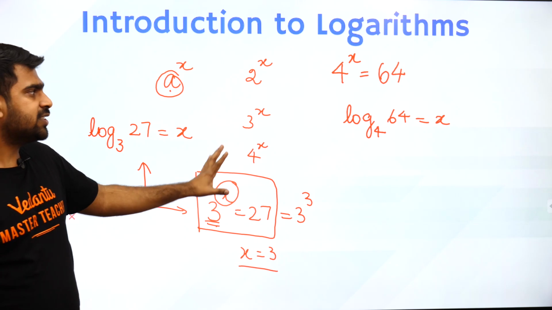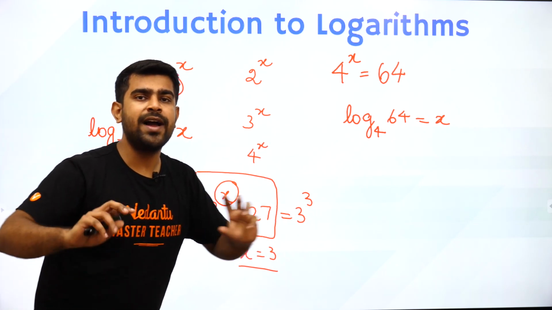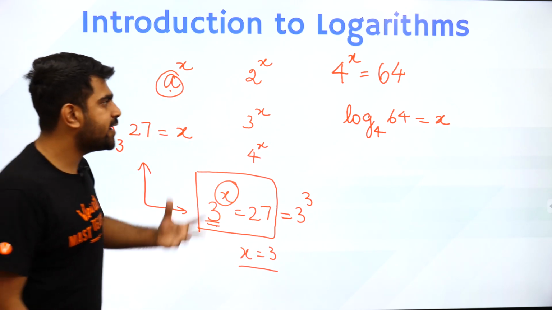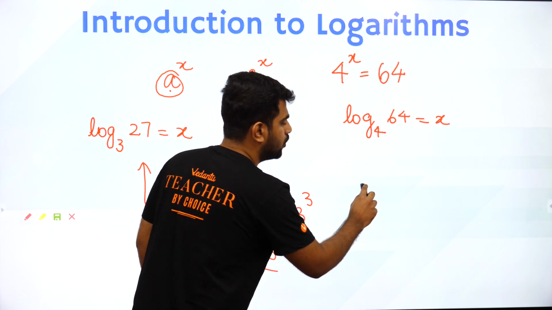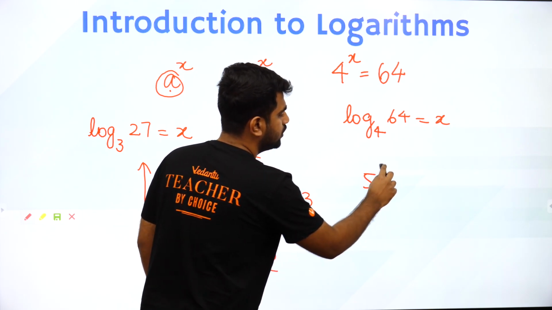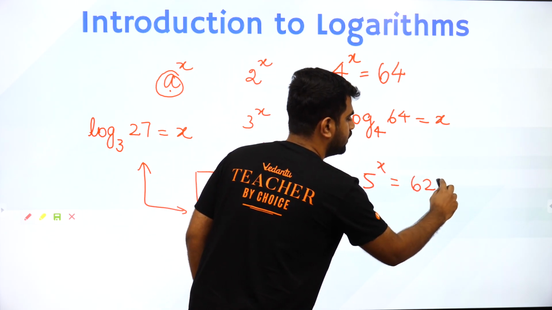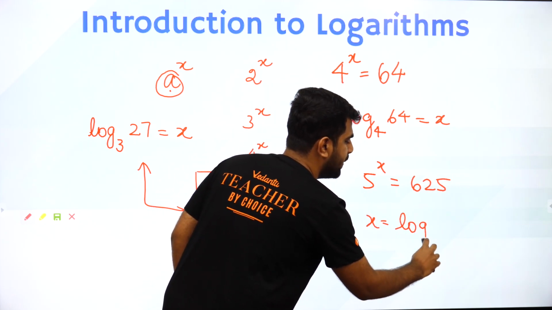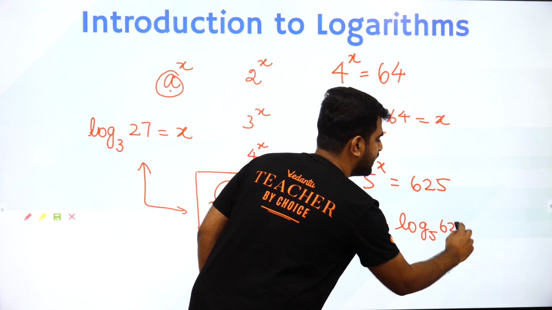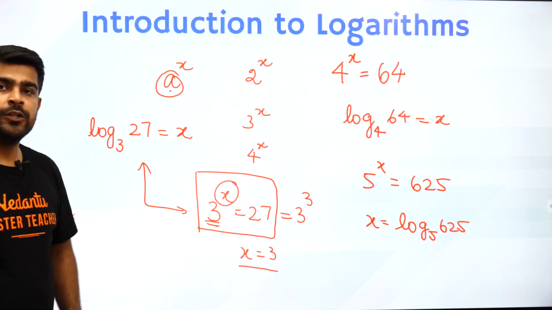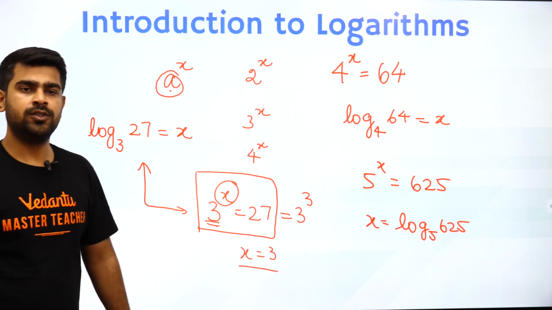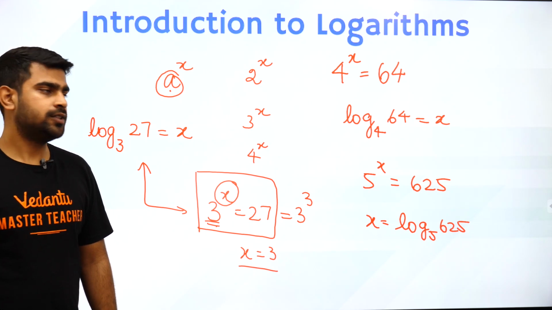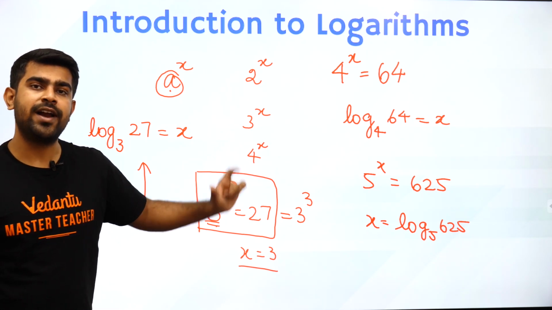Okay? So now this is the basics of log. By now I hope all of you are comfortable. If you want, I can give you some more examples. So we can take 5 to the power x is equal to 625. So what can I say? I can say that x is equal to log to the base 5 of 625. Okay guys? So that is how you solve or convert them from one form to another.